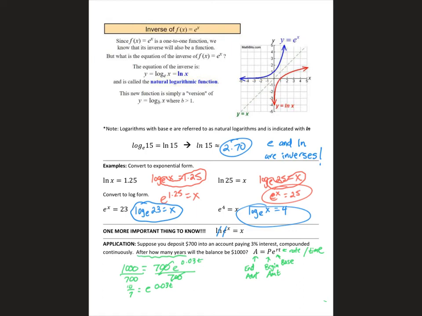Now, in order to solve for t, we have to get rid of base e. Now, remember, e and ln are inverses of each other. So if I can multiply both sides by ln, the ln and e will cancel. So now I have 0.03t equals ln of 10 over 7. And so now to get t by itself, I can take ln of 10 over 7 and divide it by 0.03, and I get t to equal approximately 11.89 years, in which our $700 deposit will turn into $1,000.